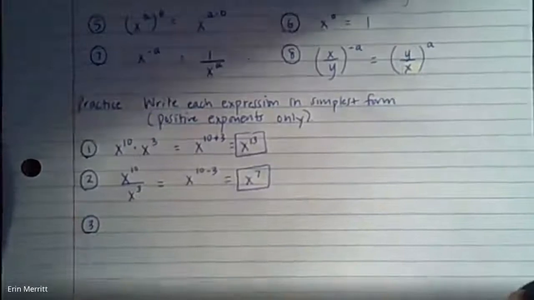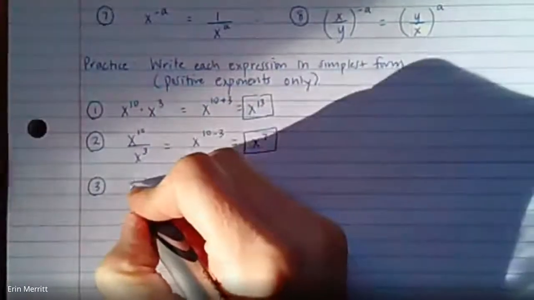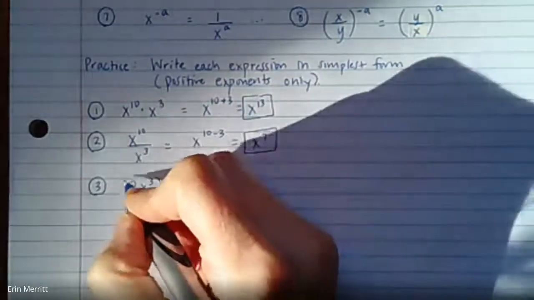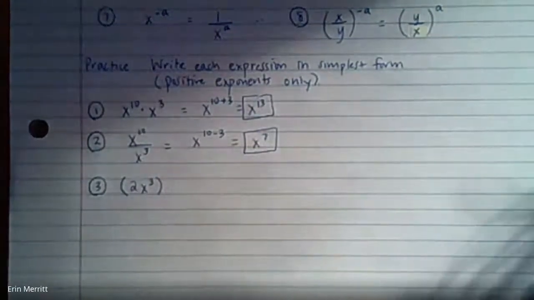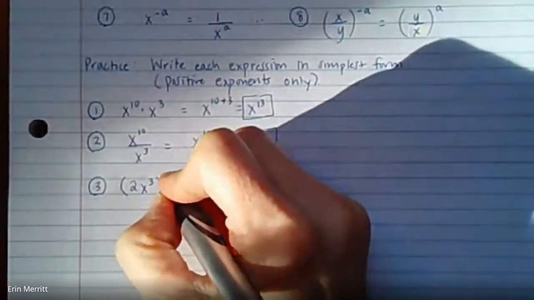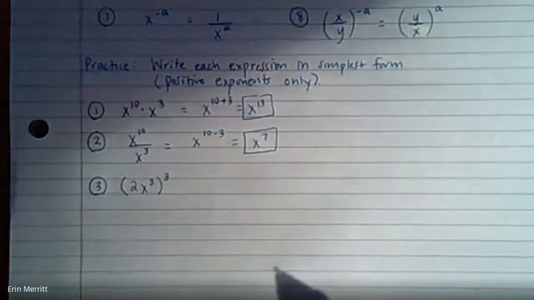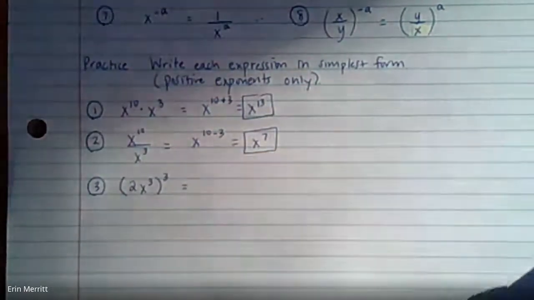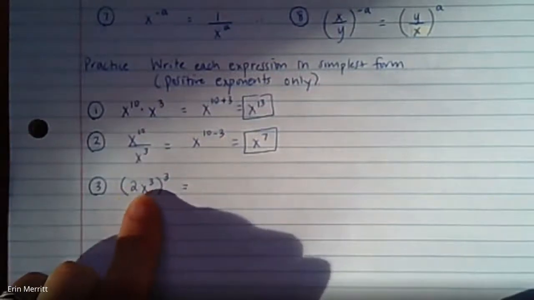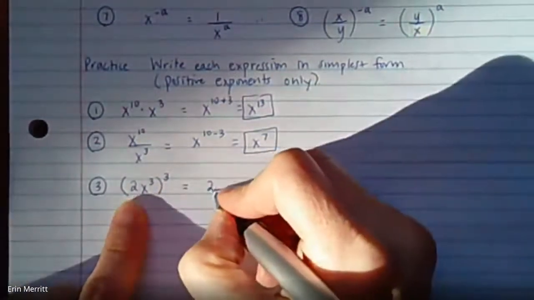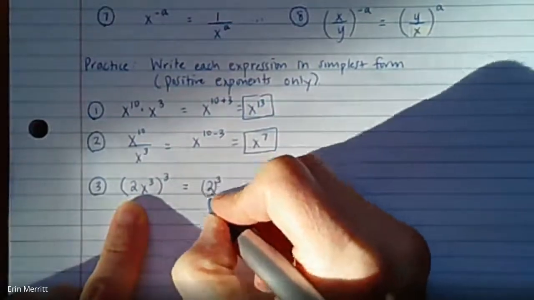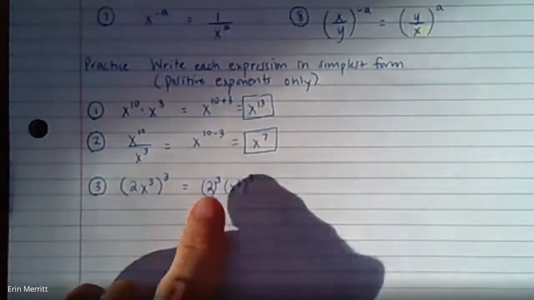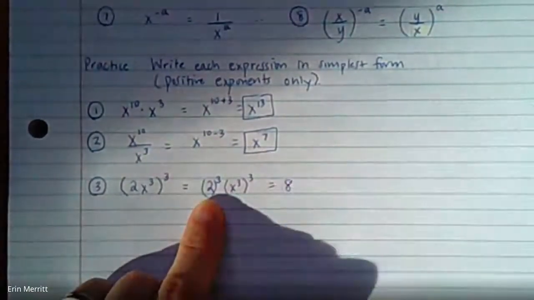All right, third one. If I had something like 2 times x cubed, and then that raised to the, let's say, why not, 3rd power. This kind of covers 2 different ones in one example. Couple things. First of all, the fact that these are raised to the 3rd power, I can individually raise them to the 3rd power. So the 2 would get raised to the 3rd. The x cubed would get raised to the 3rd. All right, 2 cubed, that's just 8.